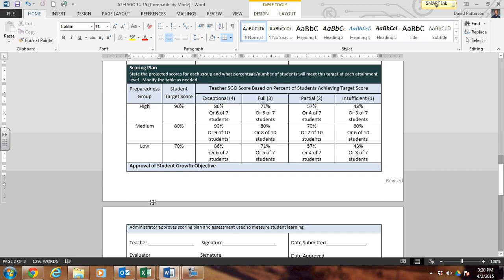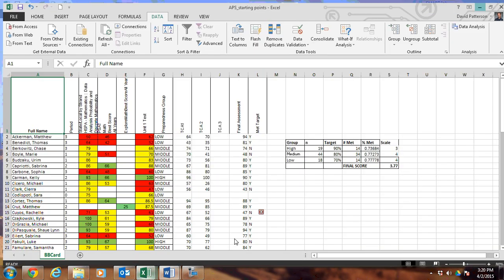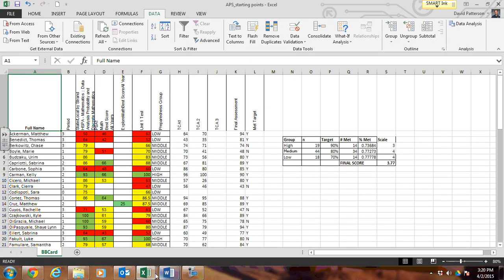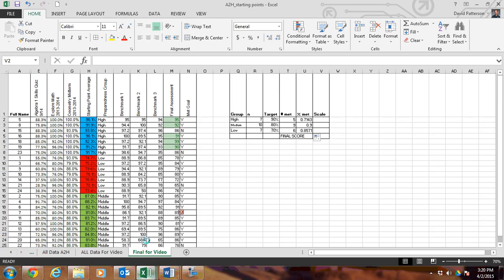So as I look at my high group, my high group has 5 of the 7, and that tells me that they get a 3. As far as my medium group, if I had 9 out of 10, that gives me a 4, and 6 out of 7 for my low group also gives me a 4. Okay, so I know that I have a 3 and 2 4s.